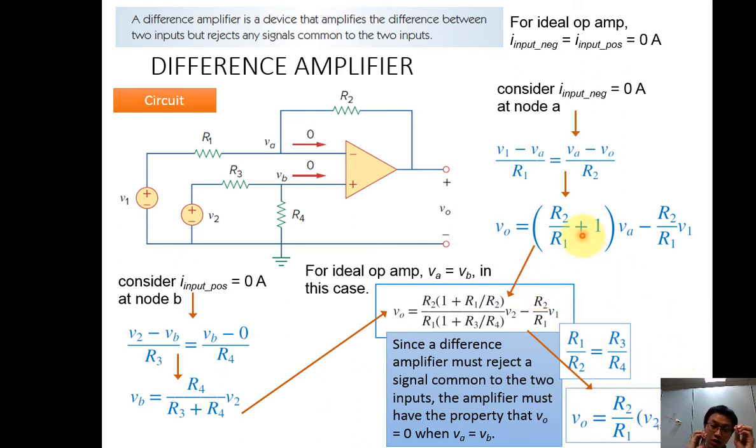This is a little bit advanced, so a little bit confusing. We will not go in depth, but just to let you know, a difference amplifier actually is a device that amplifies the difference between the two inputs, but it rejects any signal common to the two inputs.